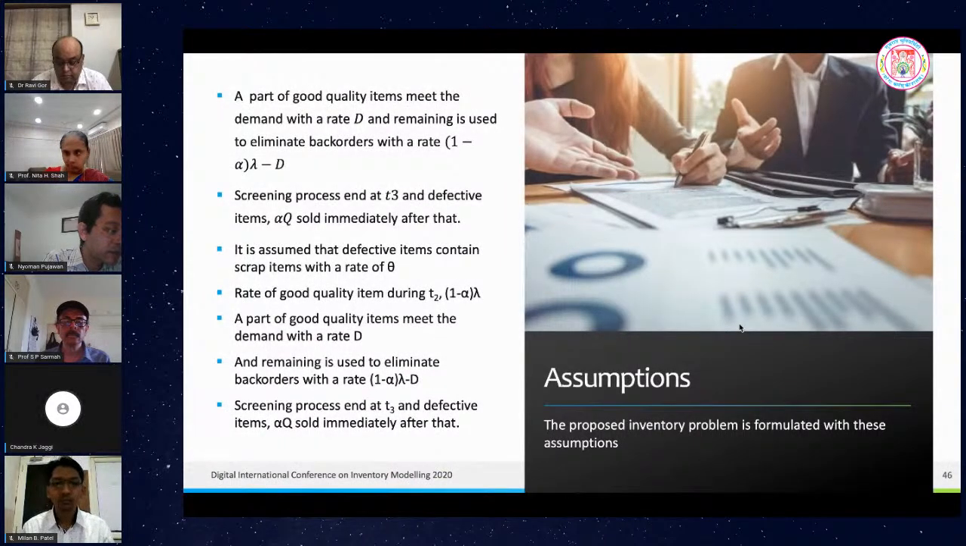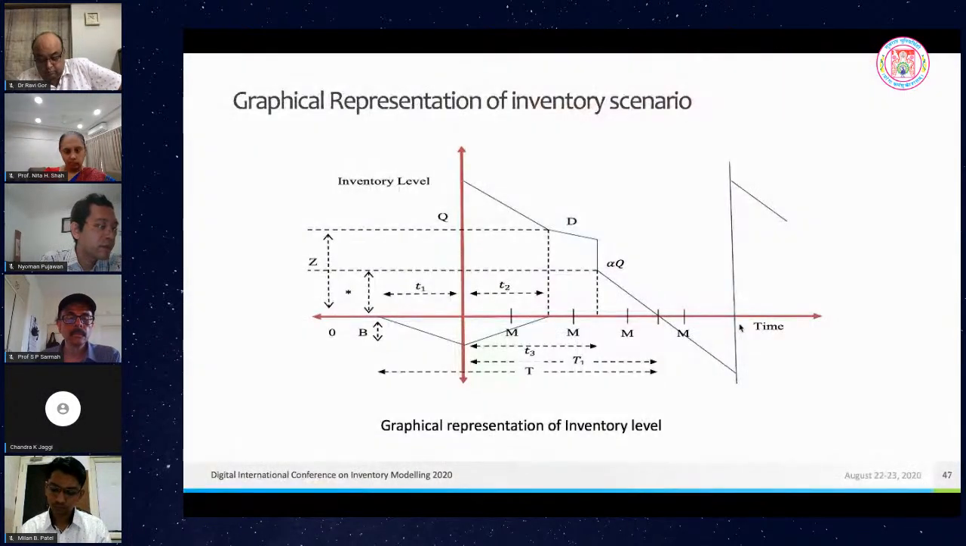The part of good quality items meets the demand D, and the rest are used to eliminate the back orders. That means, because we have stockouts allowed, we have to look into our back orders also simultaneously. Next, please. Now we try to go into the figure.